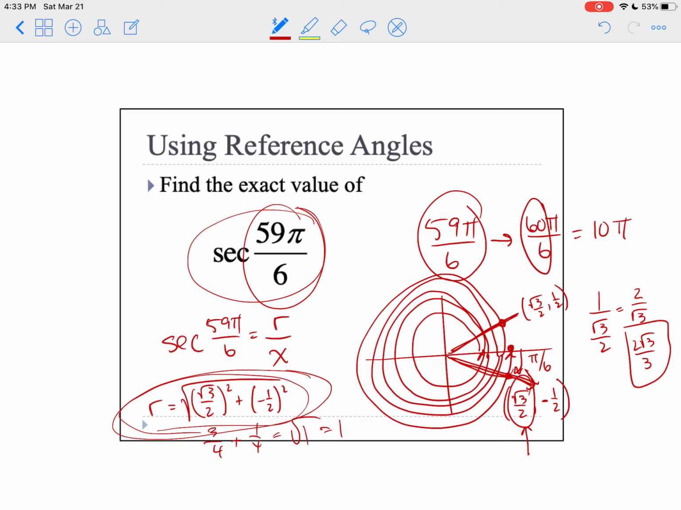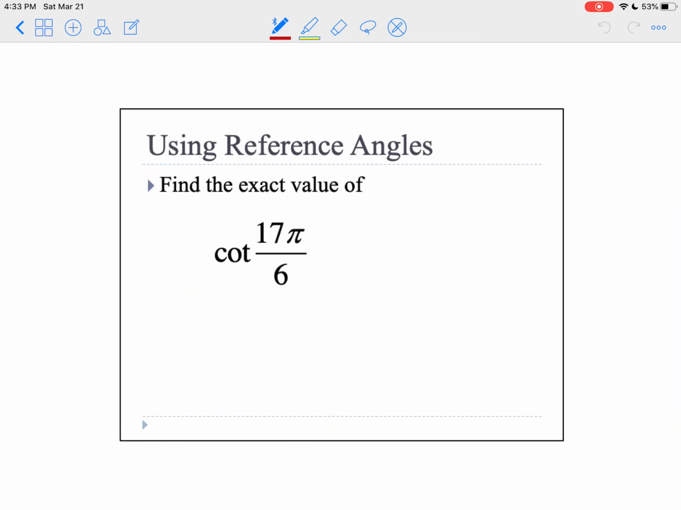So the last thing that I just want to talk about in this video, since this is the last slide really in the PowerPoint, oh, I guess not. We have one more problem. Okay. So this time we have 17 pi over 6. Now the closest angle that gives me a whole number, again, 17 pi over 6 is really close to 18 pi over 6, which is 3 pi.